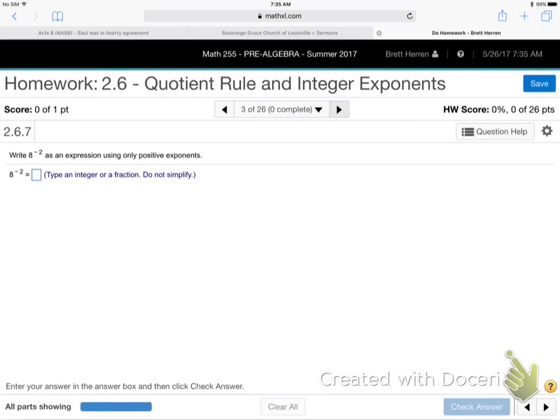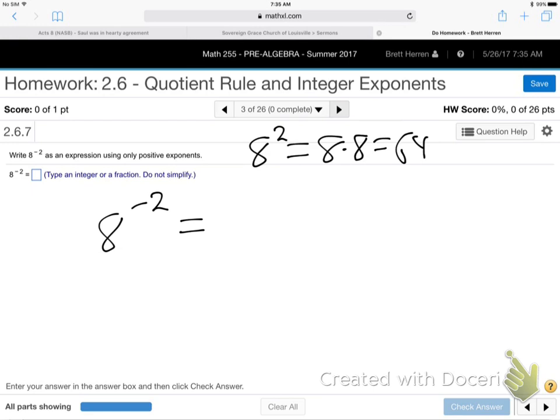All right, so 8 to the negative 2 power. Isn't that strange? What in the world does that mean? You know these rules, huh, Lena? Let me first remind you, what is 8 to the regular 2? 8 times 8, 64. Yeah, the 2 means repeat twice, multiplied.